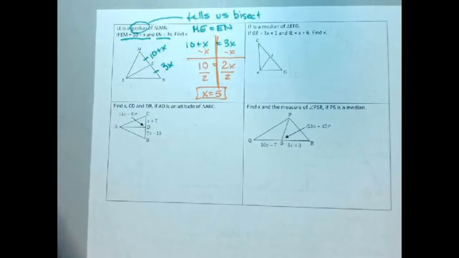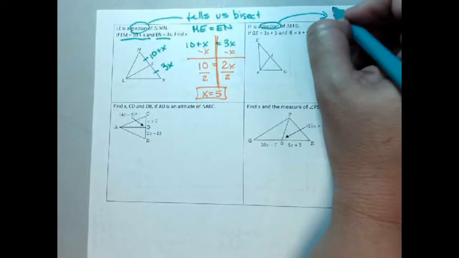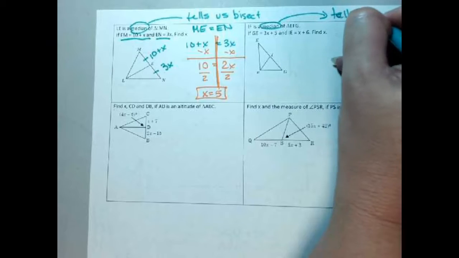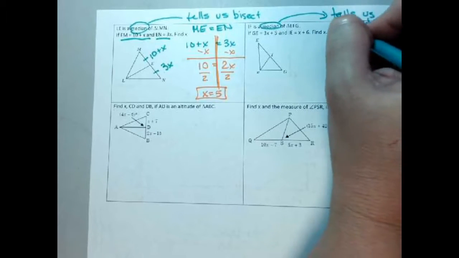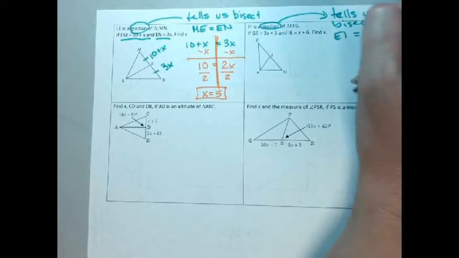Okay, on the next one it says this is also a median. So what does that tell us? It tells us that it bisects. So EI equals IG. That's what it tells us. You're going to have this question on the knowledge check next time where it says, what does this tell us? You need to be able to say this.